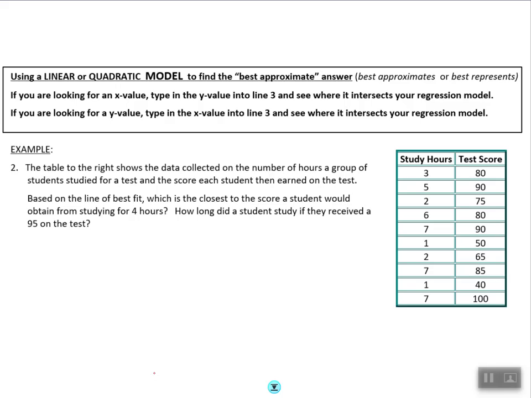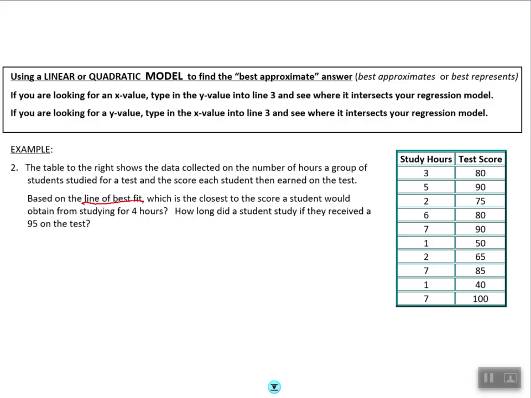For problem number 2, the table to the right shows the data collected on the number of hours a group of students studied for a test and the score each student earned on that test. Based on the line of best fit, which is the closest to the score a student would obtain from studying for 4 hours? How long did a student study if they received a 95 on the test? So they're asking several different questions here.